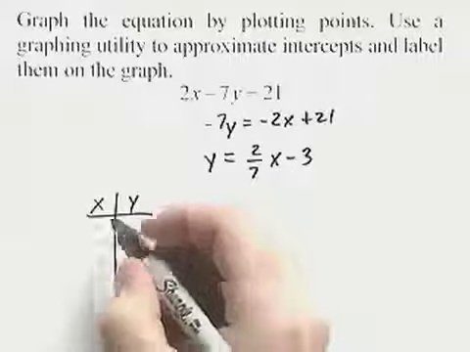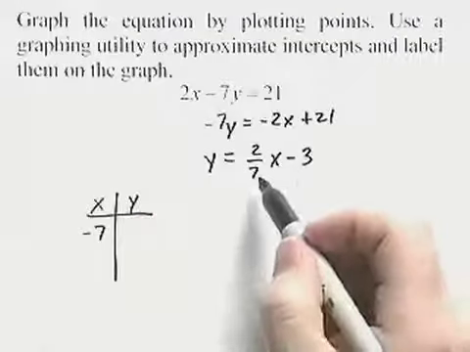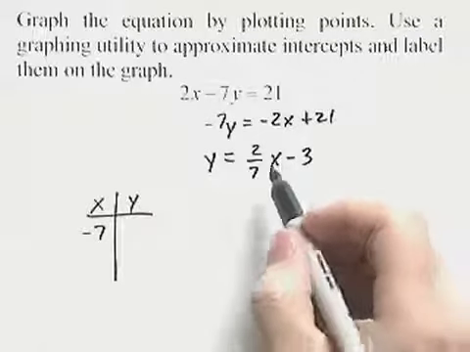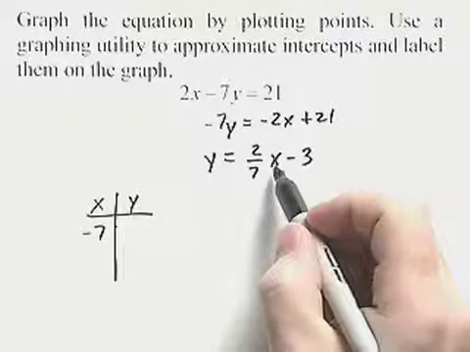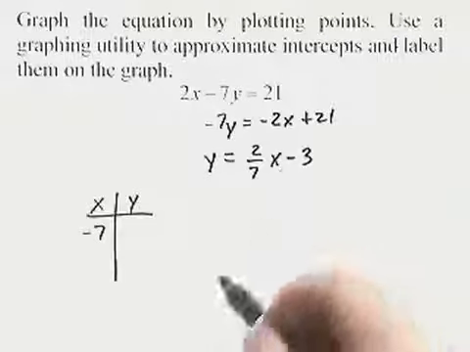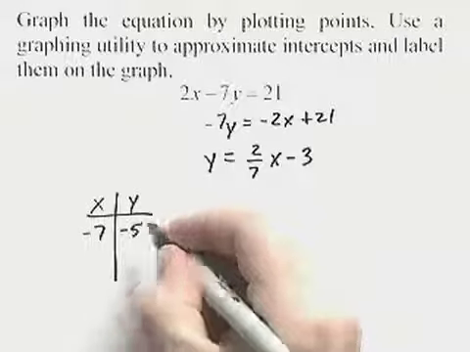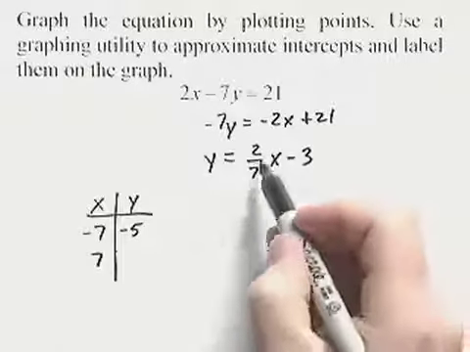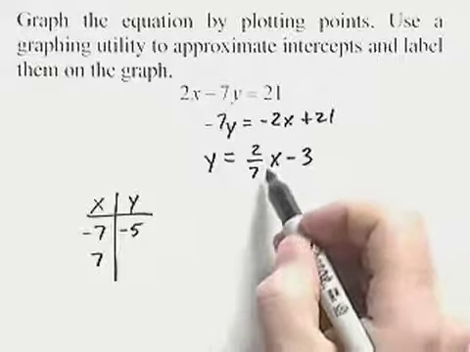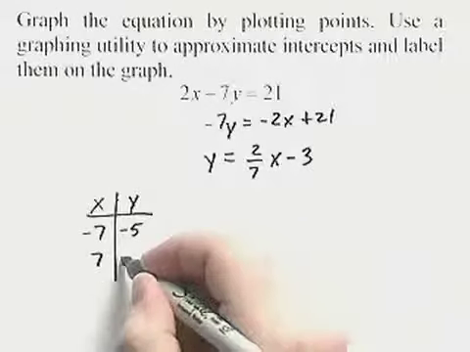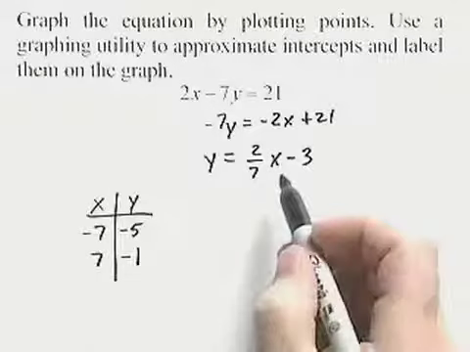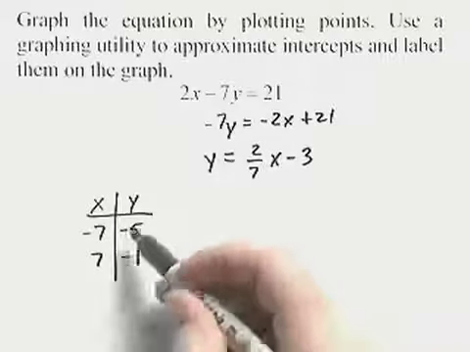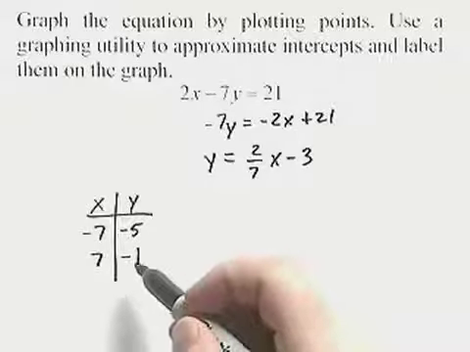We'll go ahead and let x equal negative 7. If x is equal to negative 7, we'll get 2/7 times negative 7, which is negative 2. Negative 2 minus 3 is negative 5. We'll also go ahead and let x equal positive 7. 2/7 times 7 is positive 2. 2 minus 3 is negative 1. This is a linear equation, so we're only going to need to plot 2 points to get our graph.